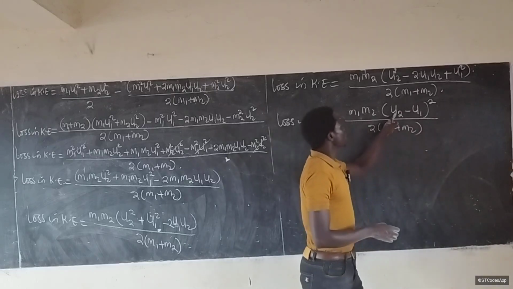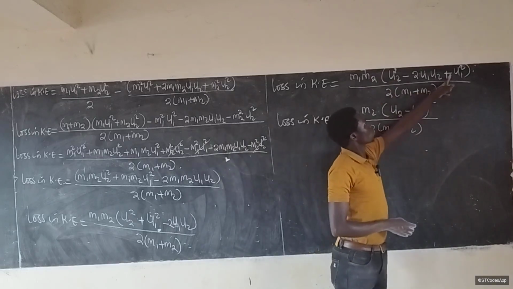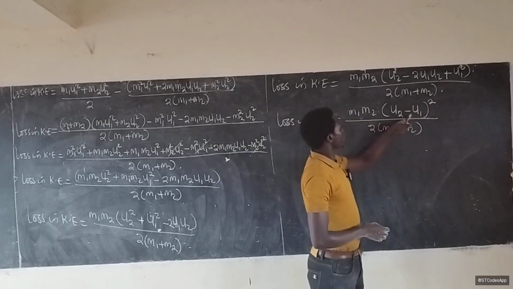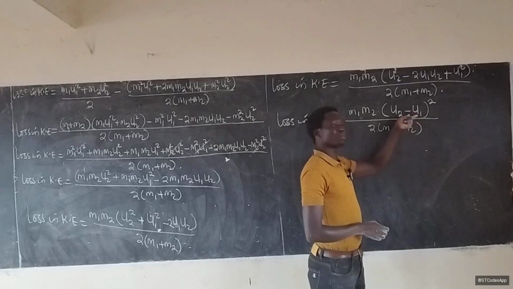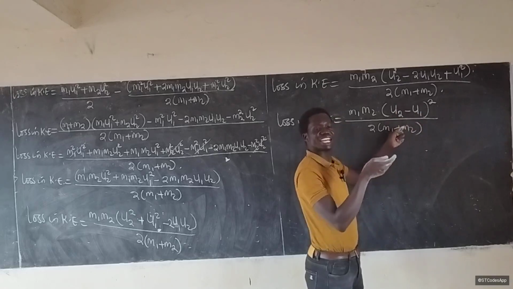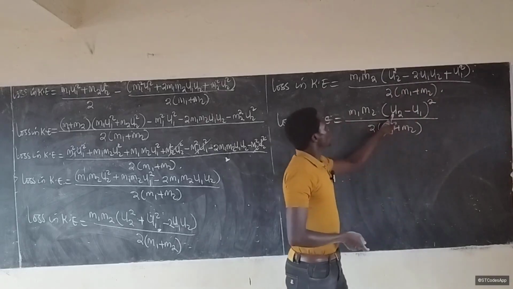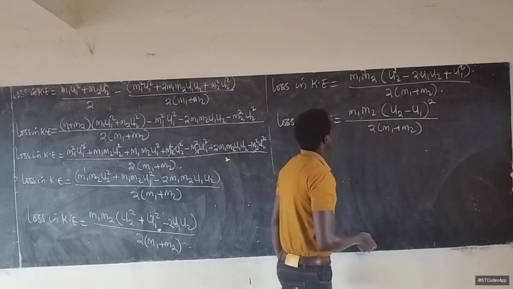This doesn't matter. Even if I came here and said U1 square, and then this way I put U2 square, so that here you have U1 and then minus U2. Whatever I'm going to get here, whether positive or negative, I'm going to square. That negative will disappear. So this should not worry you, because when you expand this, you actually get this.